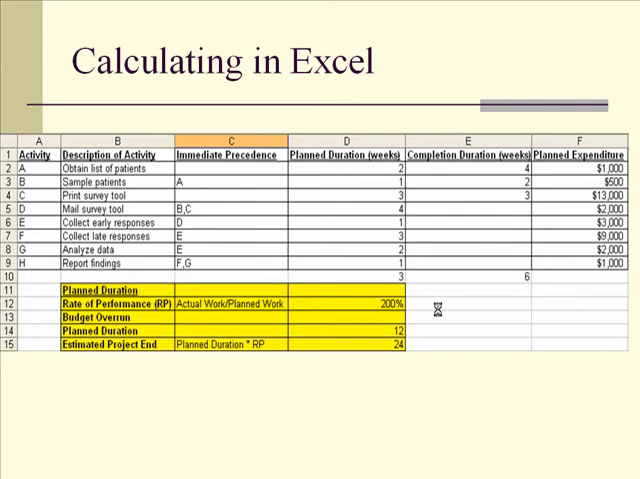This slide shows calculations completed in Excel. In the following slides, the methods for calculating rate of performance, project duration, and estimated project end, as shown in the yellow box, will be described.